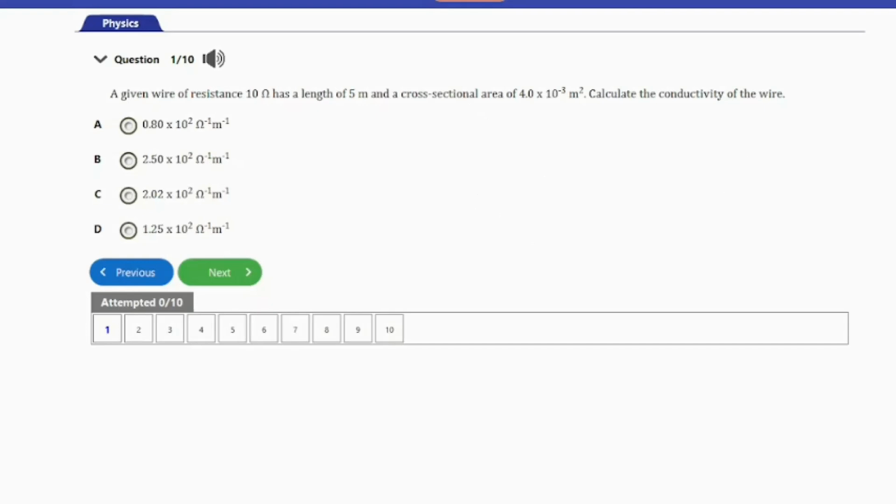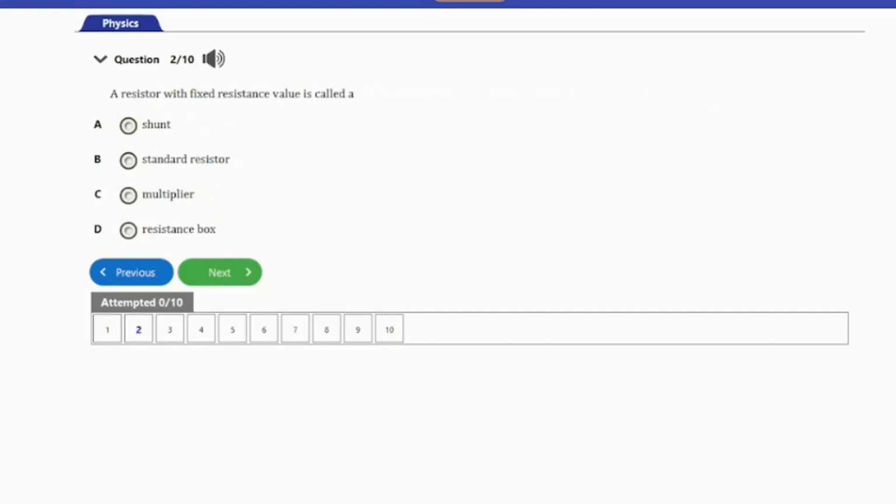So let's go ahead and consider the next question. So that's question number 2 here. It says, a resistor with fixed resistance value is called A shunt, B standard resistor, C multiplier, D resistance box. So guys, the answer to this question obviously is option B here, and that's a standard resistor. So a standard resistor is a resistor with a fixed resistance value. So that's it for this question.